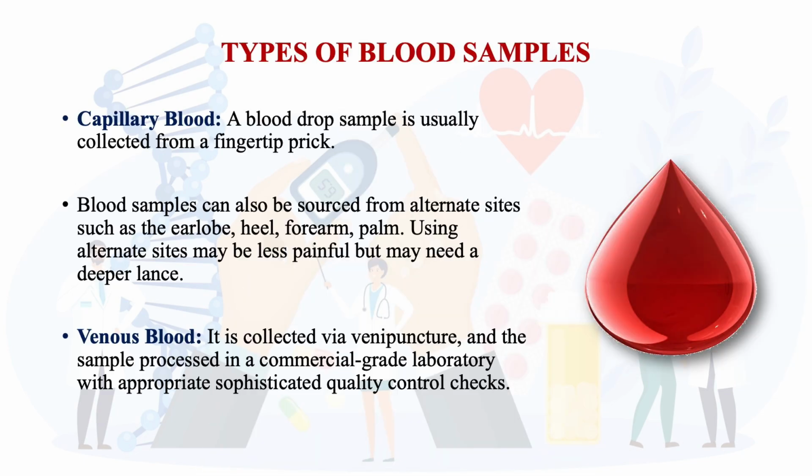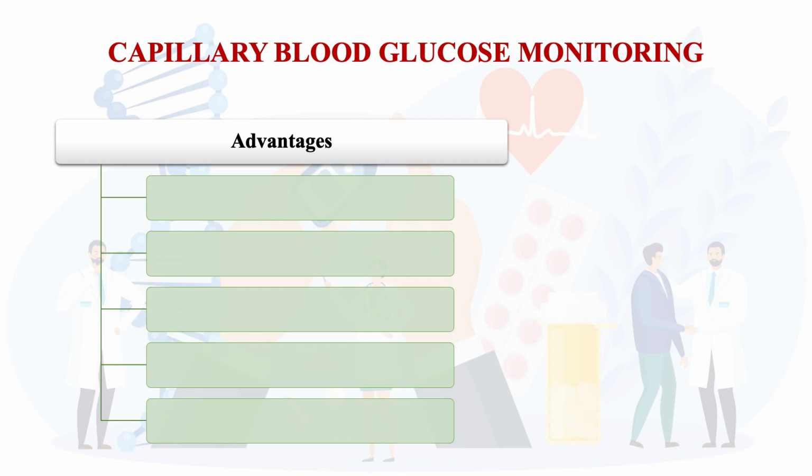The second type of blood sample is venous blood. It is collected via venipuncture and the sample processed in a commercial grade laboratory with appropriate sophisticated quality control checks. Capillary blood glucose monitoring has both its own advantages and disadvantages.